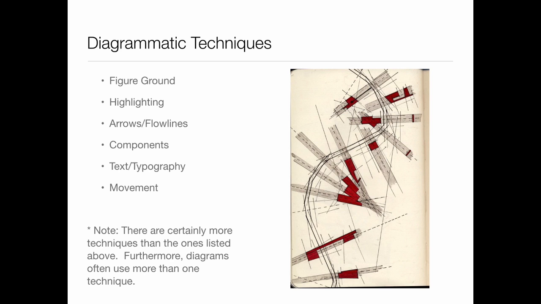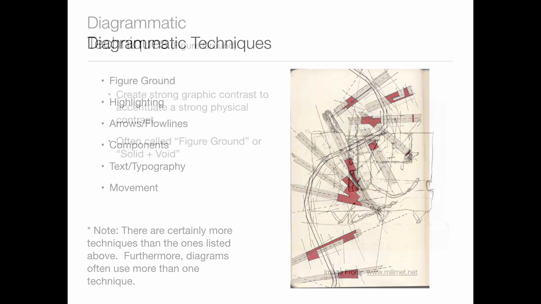It is important to recognize that these are not separate entities, right? You can always combine, say, a figure ground with highlighting. You could combine arrows and flow lines with movement. There's lots of combinations of these techniques, right? So it's actually hard when I'm showing examples to distill it down into, it's only this, right? A lot of times you combine multiple pieces together.